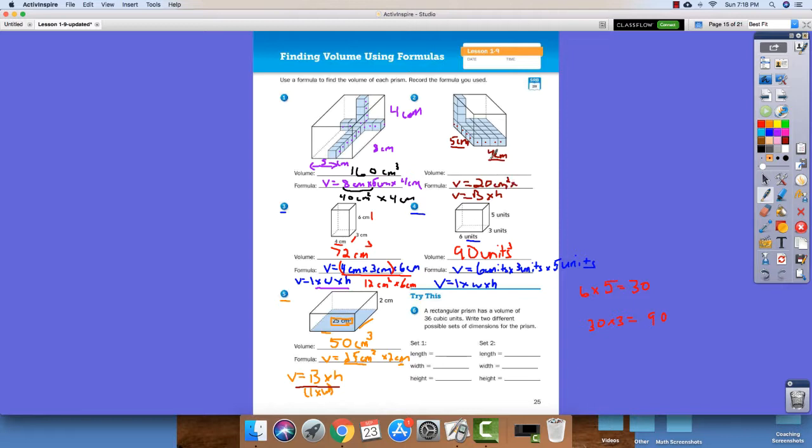And then I just need to multiply by my height. So my base layer is 20 centimeters squared, 20 square centimeters. And then how many layers of that will I need? Well, it's 1, 2, 3, 4 centimeters tall. So I need to do 20 centimeters squared times 4 centimeters. And 20 centimeters squared times 4 centimeters is 80 cubic centimeters, or 80 centimeters cubed.